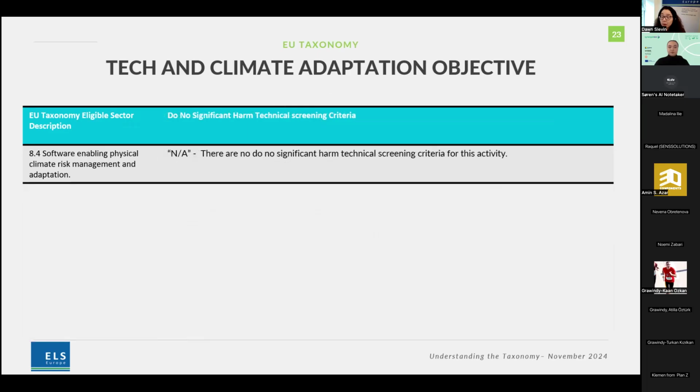And for this particular activity, there are do no significant harm technical screening criteria. So it's NA across all of them. So the build out of this said, well, really, there's no significant risk to the do no significant harm objectives of the taxonomy.